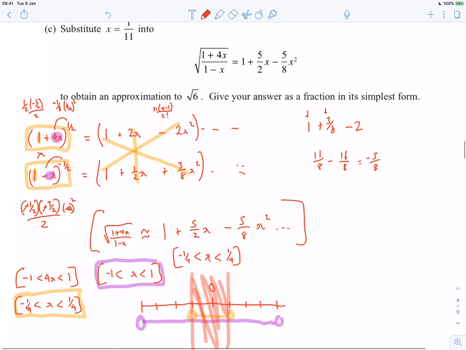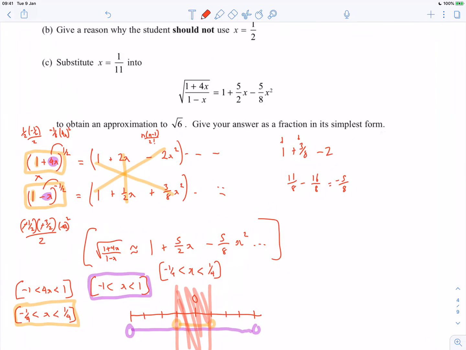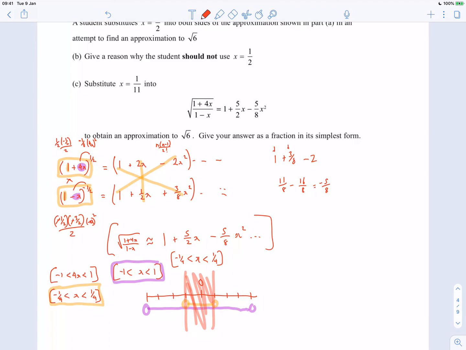So substituting x equals a half is not a good idea. You can say the radius of convergence is x less than a quarter and x greater than minus a quarter. You could say the series of 1 plus 4x to the half diverges for values greater than a quarter, and a half is greater than a quarter, and so on.